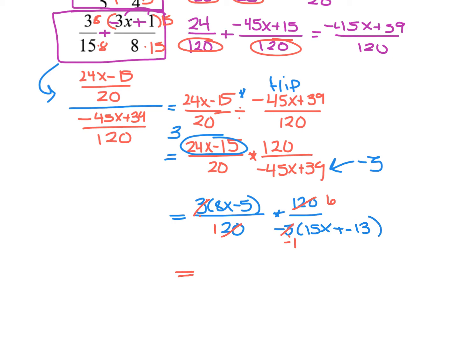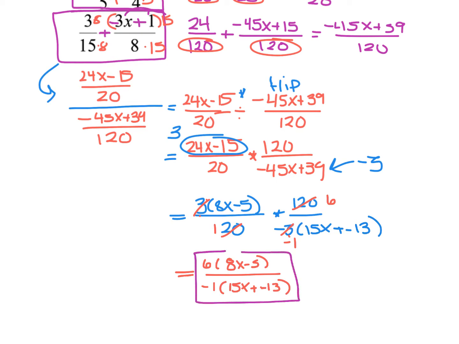So we can now simplify this down to be a 6 in my numerator times 8x minus 5, all divided by, we have negative 1 times 15x plus a negative 13. Or you can have minus 13, it doesn't matter. So we were able to simplify that quite a bit just by getting one fraction in the numerator, one fraction in the denominator, and then using our knowledge of rational division.